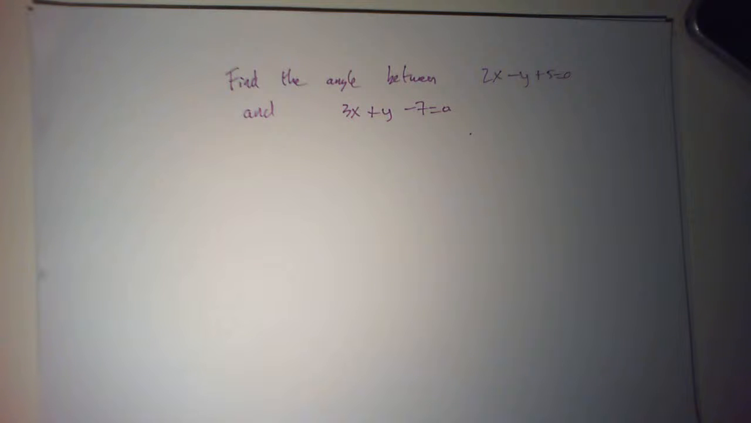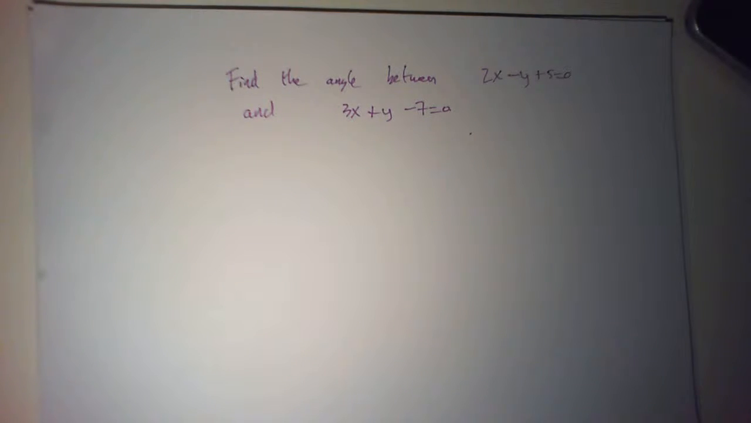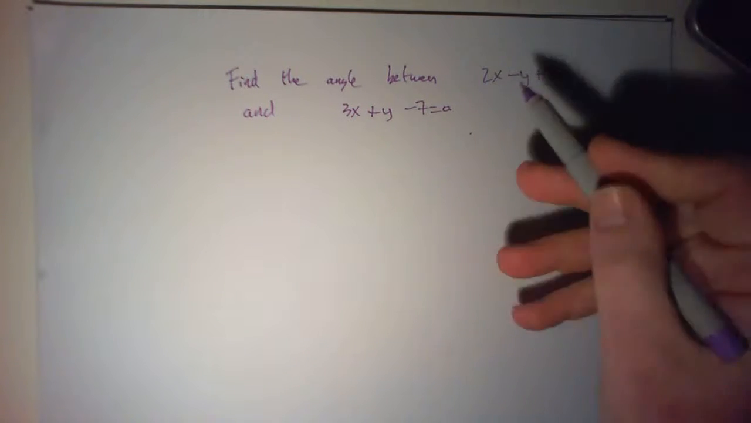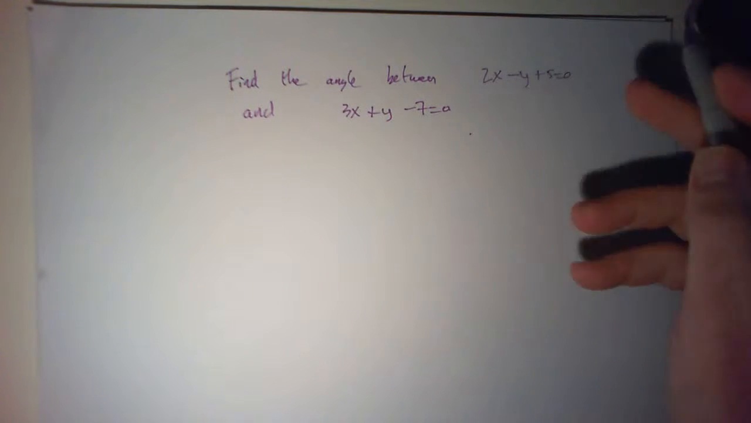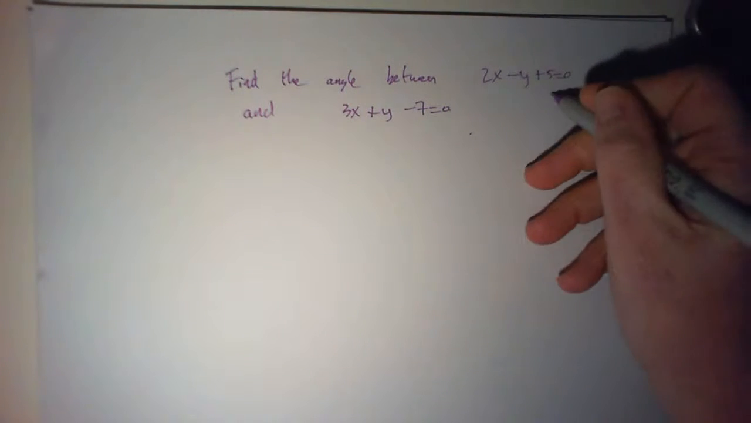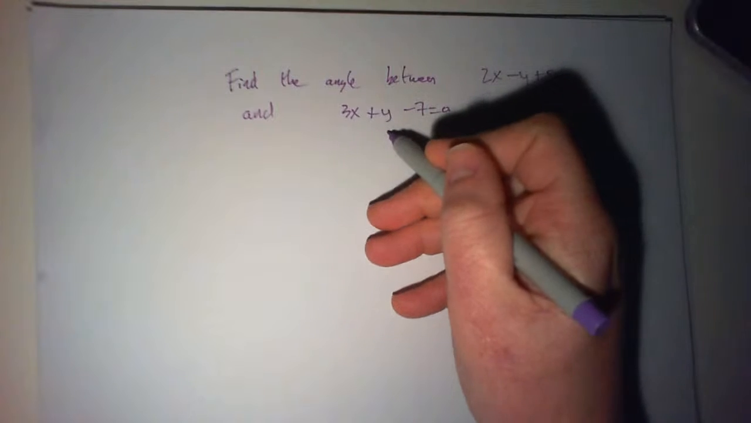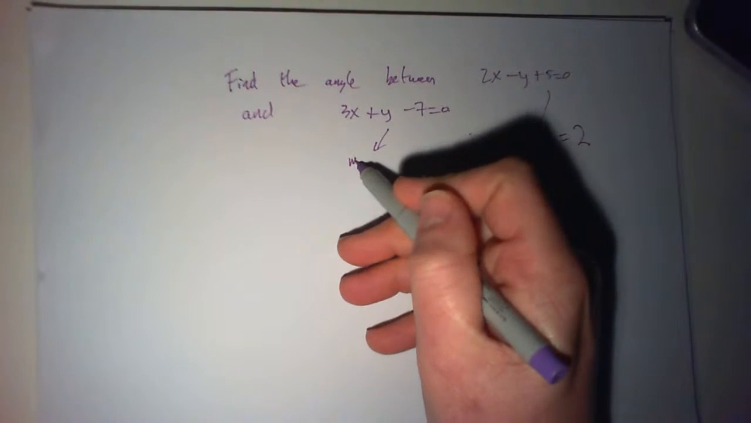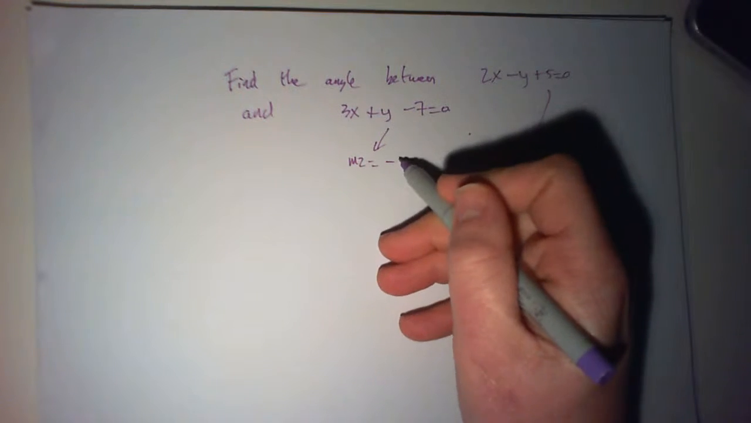So again, if you remember, the trick with these, I suppose it's like anything else, there is always a trick, is to find the slopes. We'll need the slopes in order to make this work. So the slope of this one is minus the coefficient of x over the coefficient of y. We'll call it M1. It's going to be 2. And the slope of this one, we'll call it M2, is minus the coefficient of x over the coefficient of y. It's going to be minus 3.